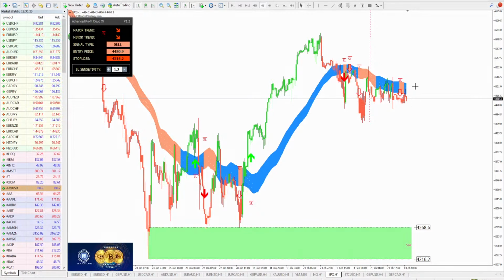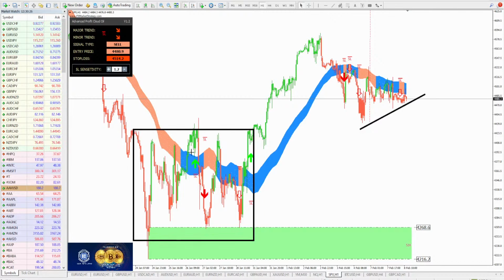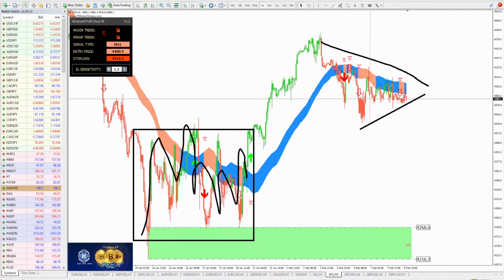SPX is just the same scenario as you can see right there. The same will apply because the market moves kind of together. You can see this area here. Same scenario happening here, just this triangle, up and down, up and down. I think we're gonna break to the upside, not to the downside.